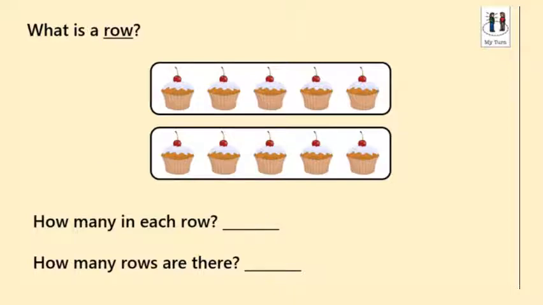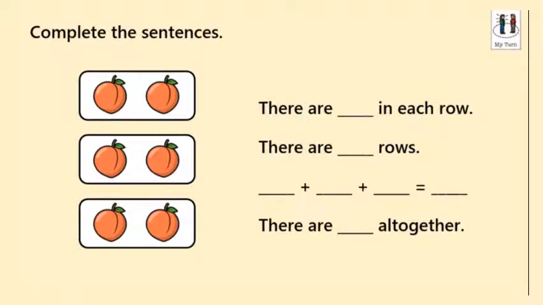So, how many in each row? One row, two rows. So this question, how many rows are there? There's 2 rows. How many in each row? 1, 2, 3, 4, 5. So now we understand what a row is.